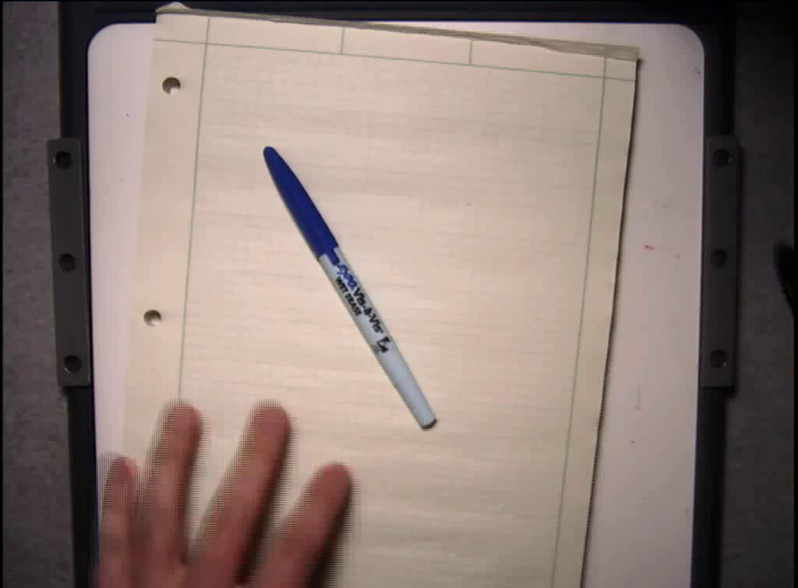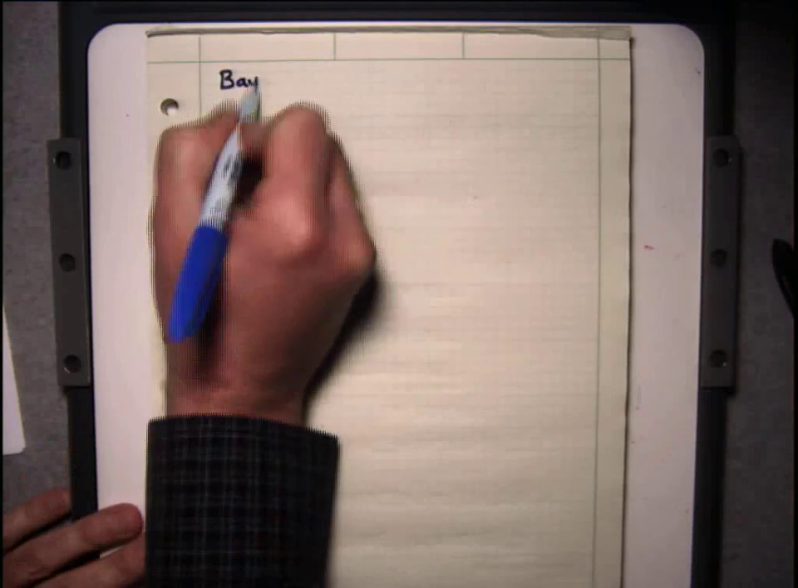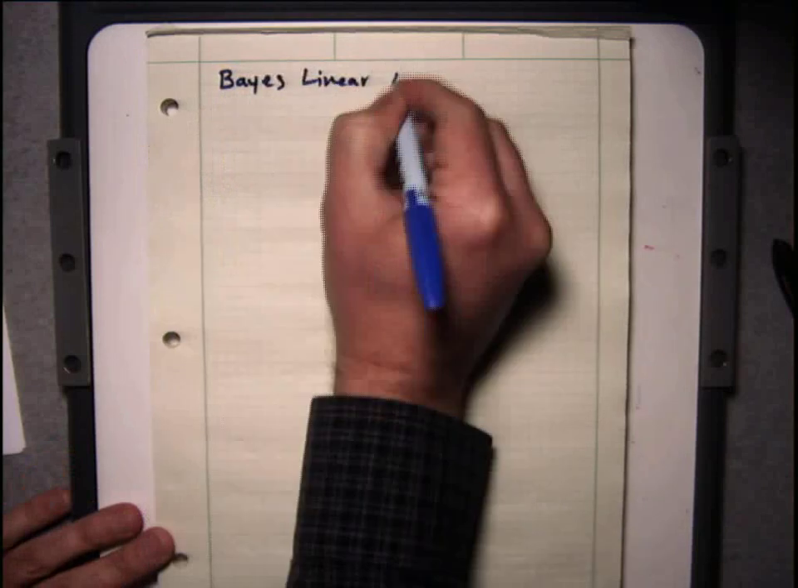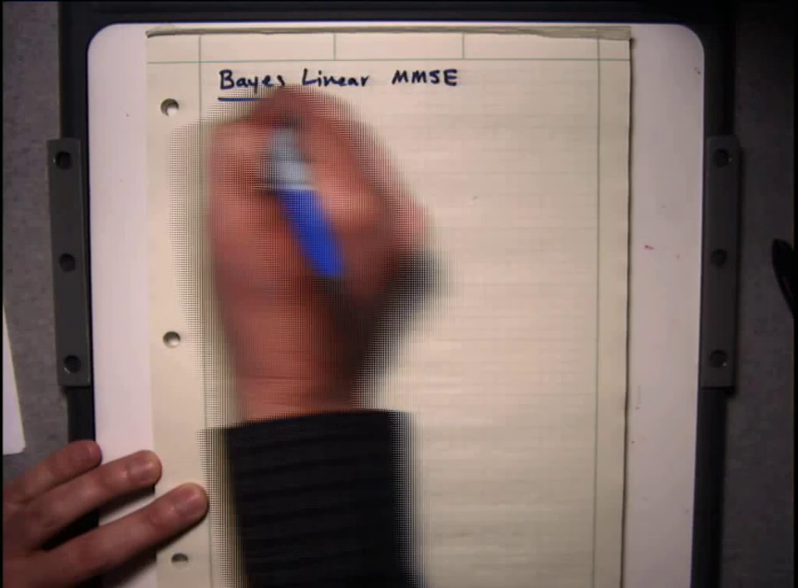Okay. Well, we'll get started anyway. So, if you remember last time, we started talking about the Bayes minimum mean square error estimator with a linear model. So let me just remind you what that was.